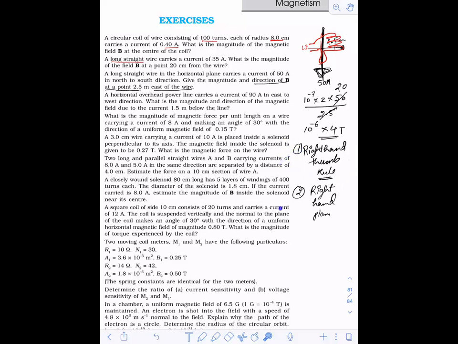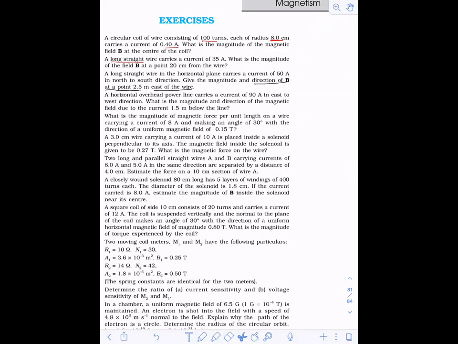If for a particular point you are supposed to calculate the field due to a current carrying wire, the right hand palm rule is useful. And what you have to do here, you have to align your thumb in the direction of current, four fingers in the direction of the point, but draw perpendicular to the palm. That is the direction of magnetic field. Okay. So this was about question number 3.